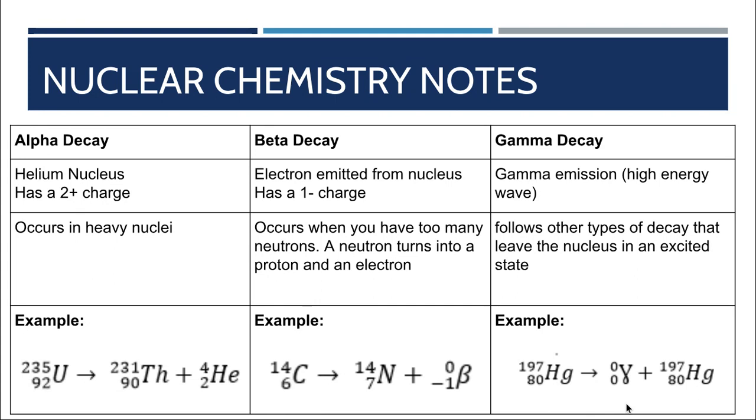And that just shows, okay, nothing actually happened to mercury in terms of protons and neutrons, but it did release energy. So keeping that in mind, alpha decay releases 2 protons, 2 neutrons. Beta decay releases 1 electron and it turns a neutron into a proton. And then in gamma decay, nothing's really happening to the mercury other than losing energy. And that's where that gamma ray comes in.